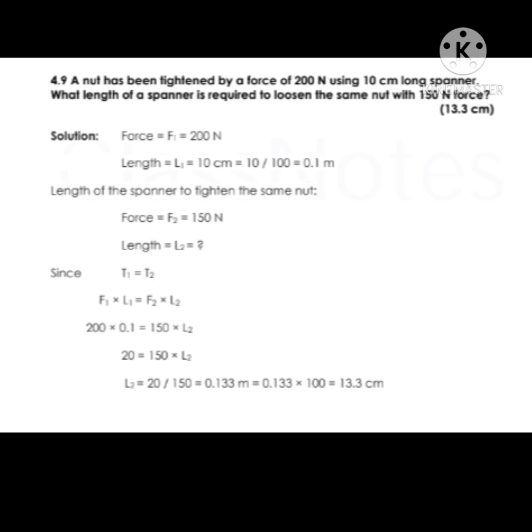So for the spanner to loosen the same nut, force F2 equals 150 Newton and length L2 which we want to calculate. So according to the given condition, tau 1 equals tau 2, where tau 1 equals F1 into L1 and tau 2 equals F2 into L2. So by putting all of these values except L2, and by rearranging, we have L2 equals 13.3 centimeter.